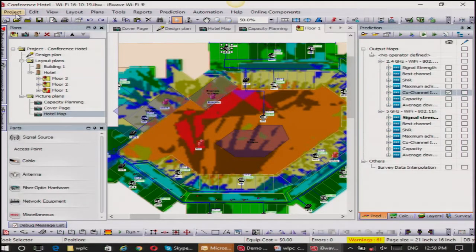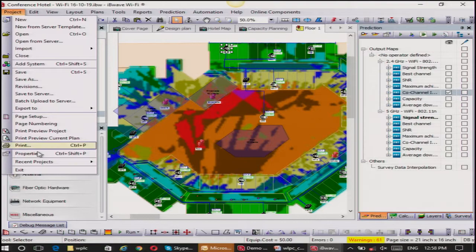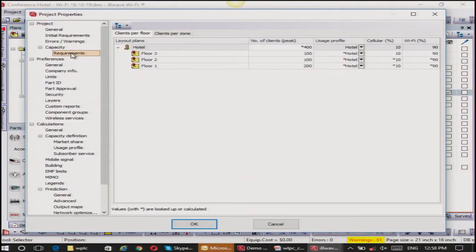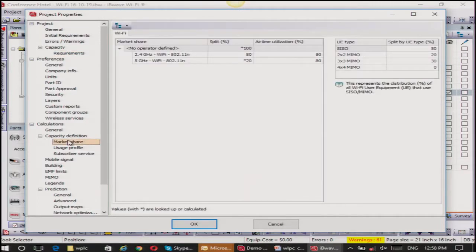When you are doing the capacity, you can go ahead and, at the requirements, specify the number of clients per each floor and the breakdown of Wi-Fi and cellular. And then in a market share, you can specify the breakdown between 5 gigahertz and 2.4, and also the breakdown between 1, 2, and 3 streams on the size, so 2 by 2 MIMO and 3 by 3 MIMO.